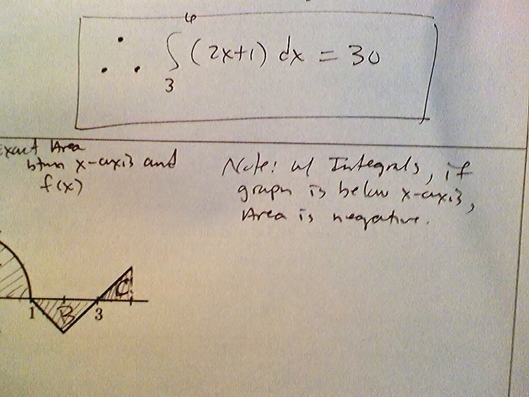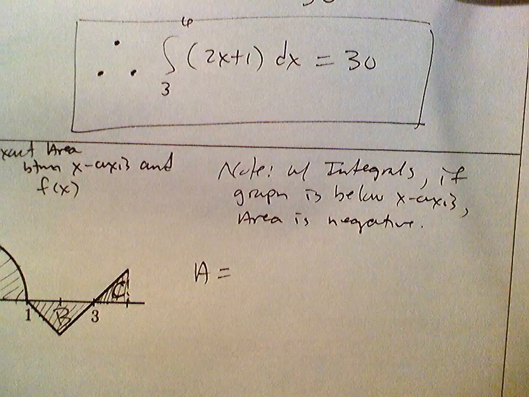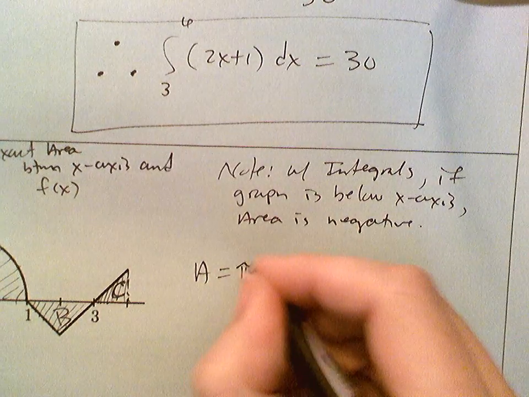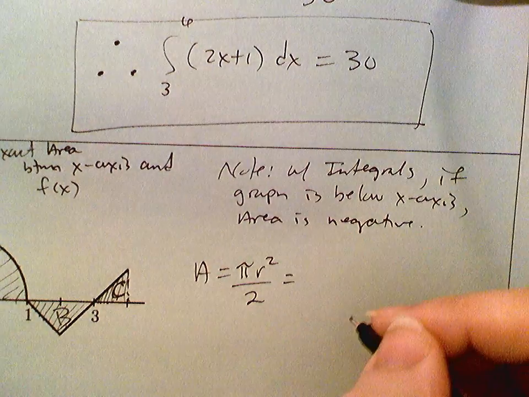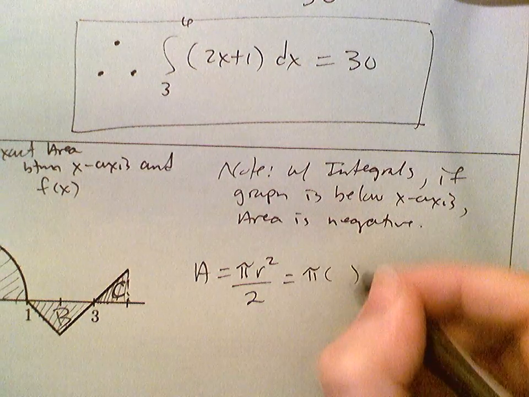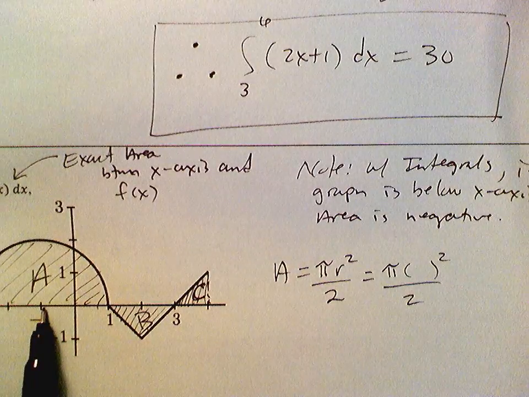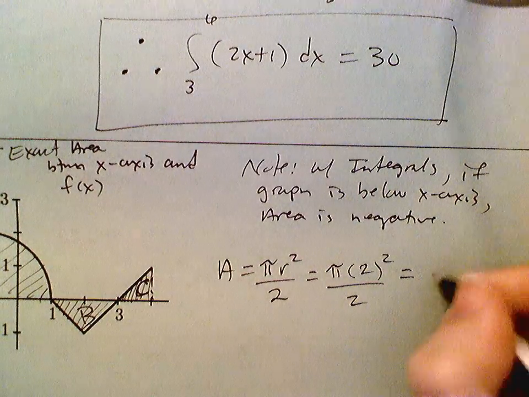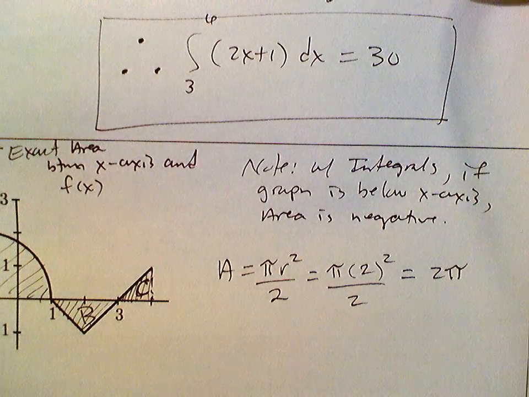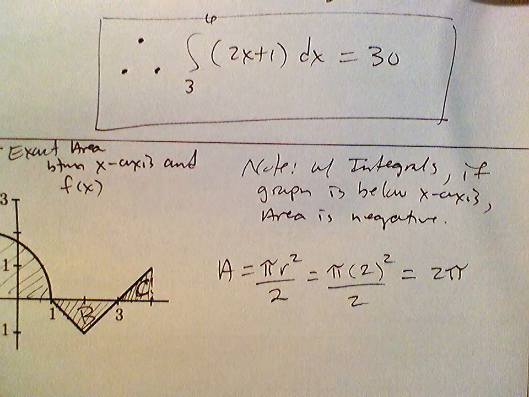Okay, so off to the side, I'm going to say that A equals, this is a semicircle, it's a half circle, so it would be pi r squared for a full circle, but it's a half circle, so we'll divide it by 2. And this is pi blank squared over 2. For the blank, I need the radius of this circle, and you can see that it's 2 units. Okay, so we end up with 2 pi. That's the area of the semicircle.